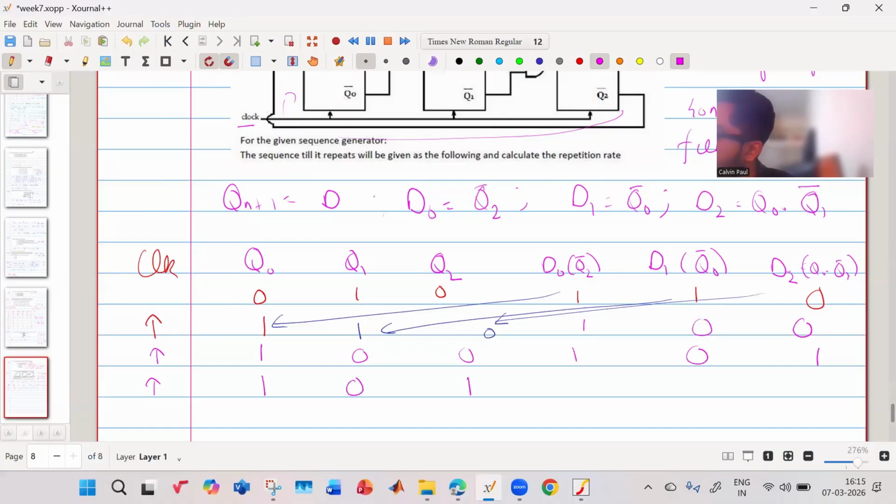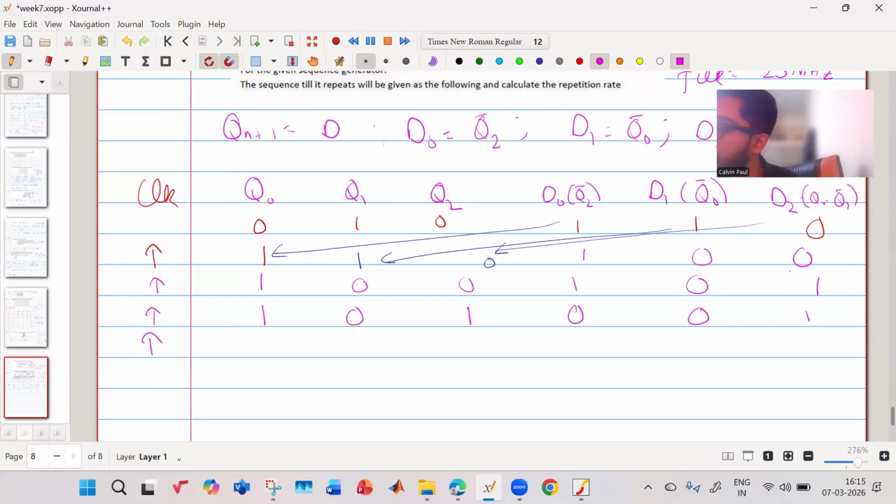Now your D0 becomes 0, D1 becomes 0, and D2 becomes 1 again. Now again the clock will come, and whatever values were there get passed back. So it becomes 0, 0, 1. Now D0 is Q2 bar, it becomes 0. D1 is Q0 bar, it becomes 1. D2 is Q0 and Q1 bar, it becomes 0. So it is 0, 1, 0.